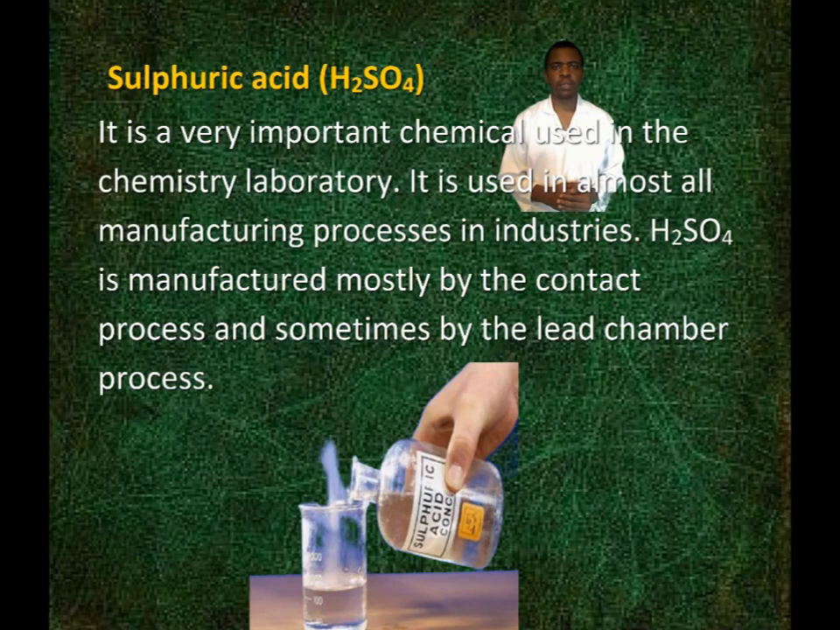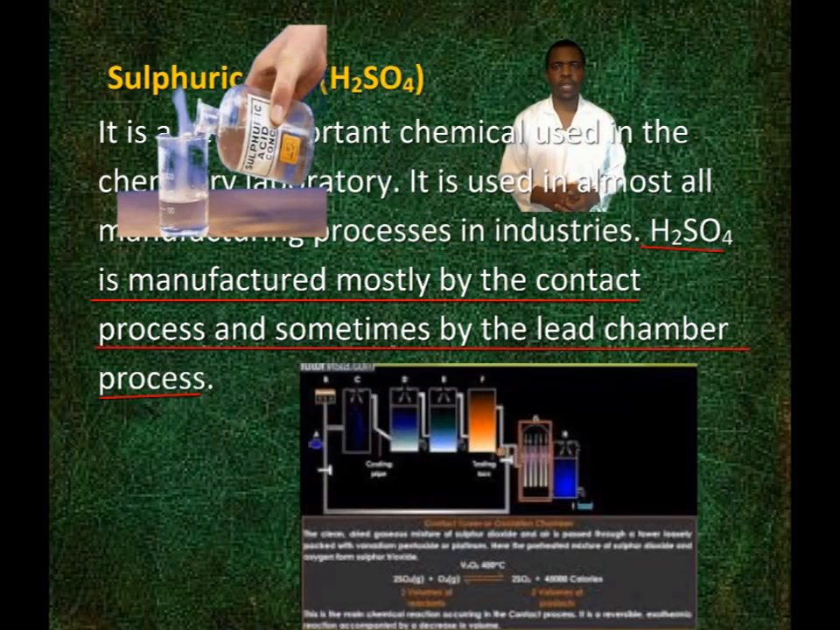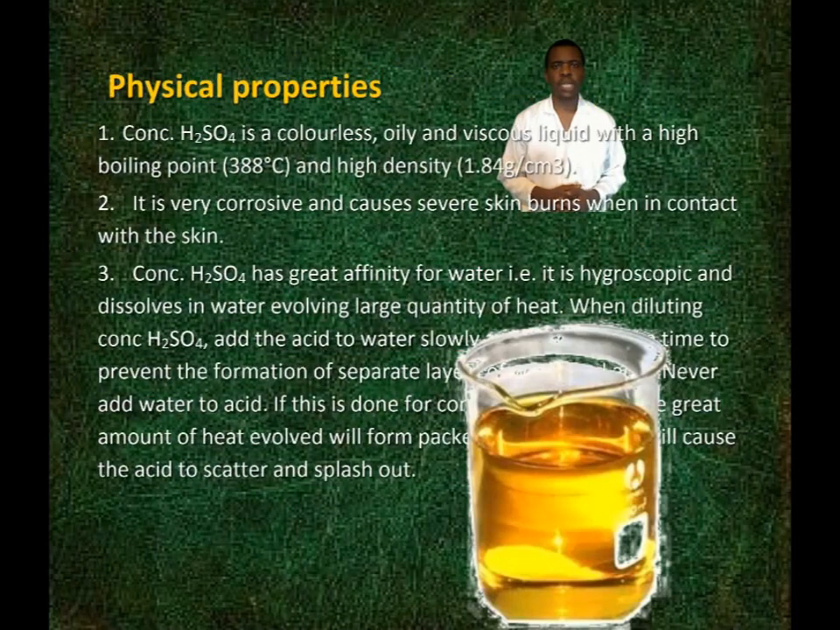Sulphuric acid. It is a very important chemical used in the chemistry laboratory. It is used in almost all manufacturing processes in industries. Sulphuric acid is manufactured mostly by the contact process and sometimes by the lead chamber process. Physical properties.